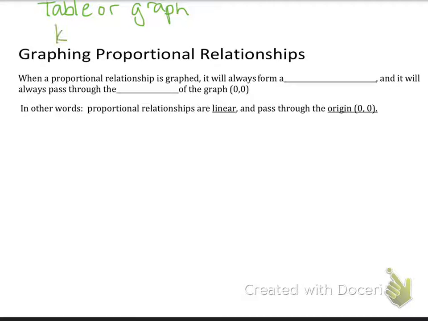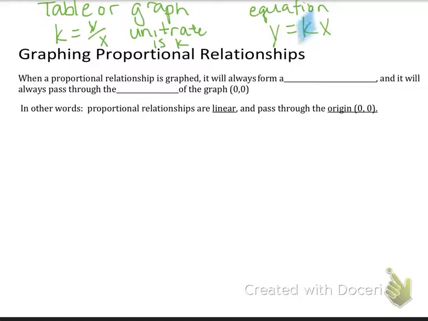You can find K by taking Y and dividing it by X. So your unit rate, remember your unit rate is K. If it's an equation, your K is just the number you're multiplying X by. So the number that's in front of X is K. So that's easy to do. We're going to get some work on that this week.